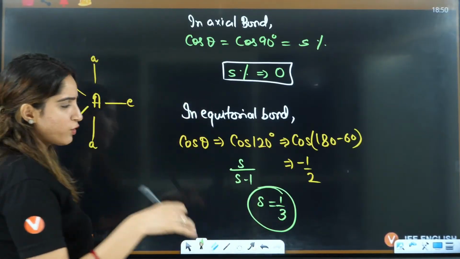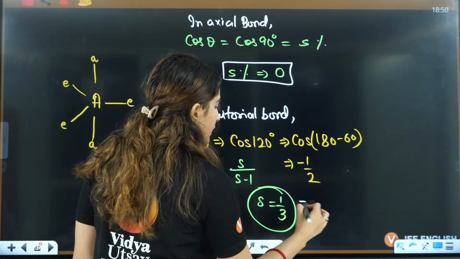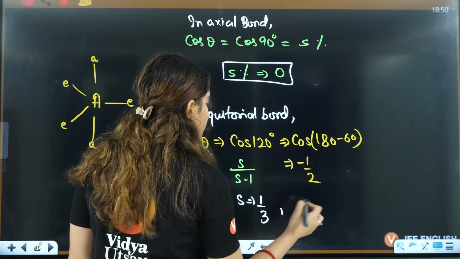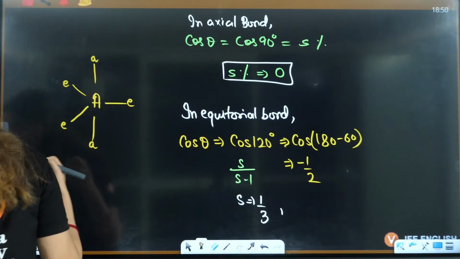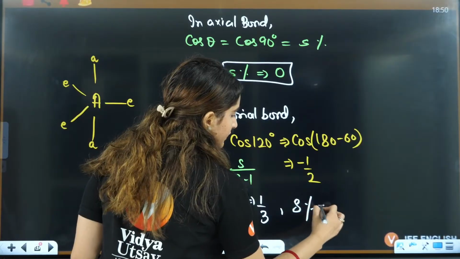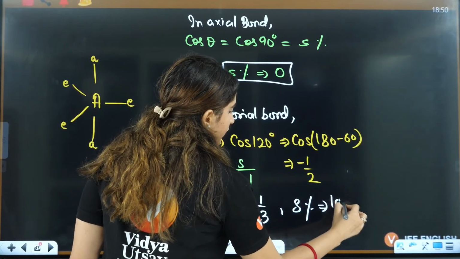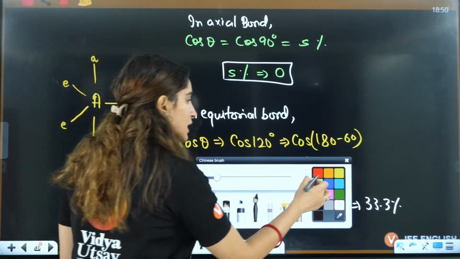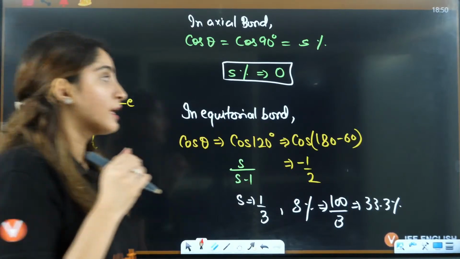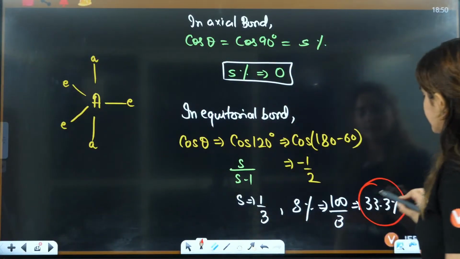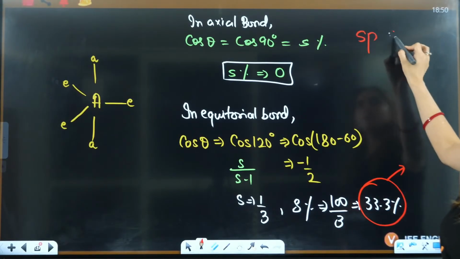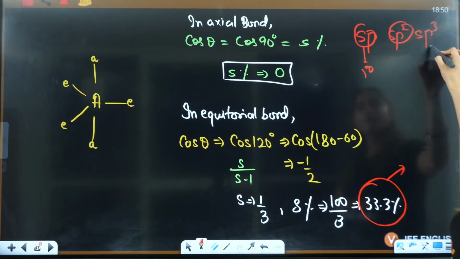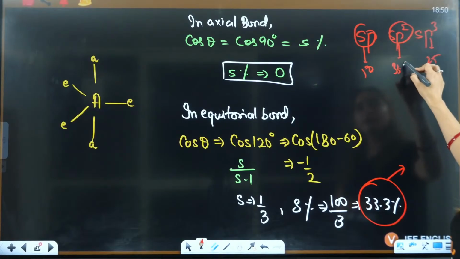1 by 3, and solve it in percentage. s is coming out to be 1 by 3, so the percentage will come out to be 100 divided by 3, that is 33.33. Now can you see what this percentage is for? If you remember, for sp it is 50, for sp3 it is 25, and for sp2 it is 33.3.